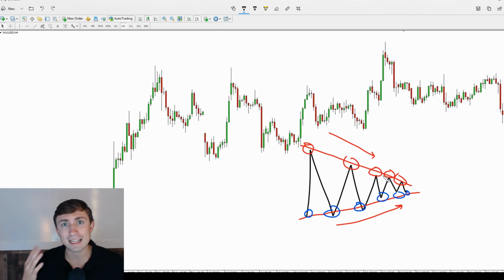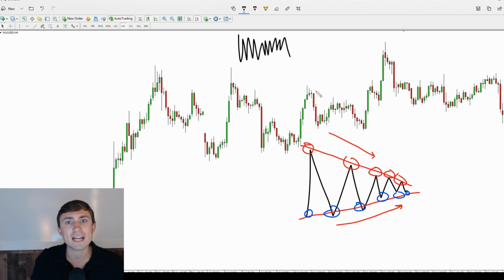Now, the one way that I like to think about a wedge formation is as a spring, right? You have springs all over the world, in your cars, in your computers, wherever. And springs are a good analogy for a wedge formation because you have two scenarios with a spring.